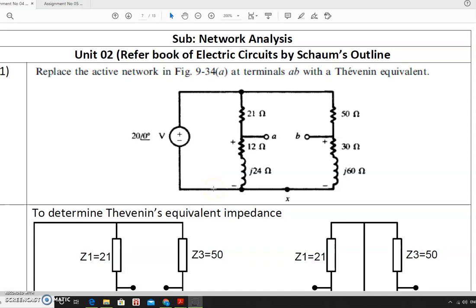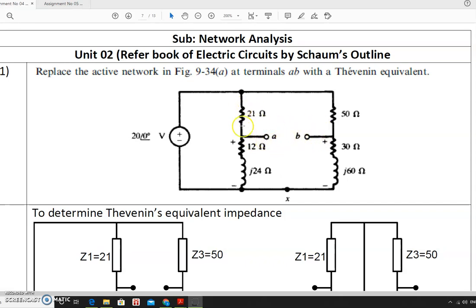Here are some problems based on the network theorems. This problem is taken from the Shom series. In the Shom series it is given: replace the active network between terminal AB with the Thevenin's equivalent circuit. So we have to determine the Thevenin's equivalent circuit between terminal AB.